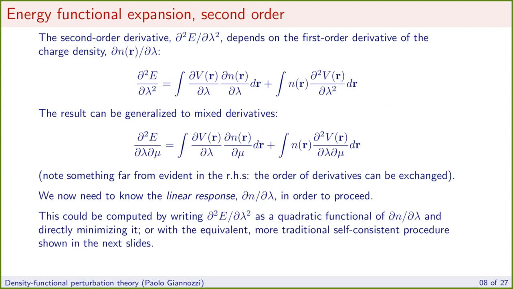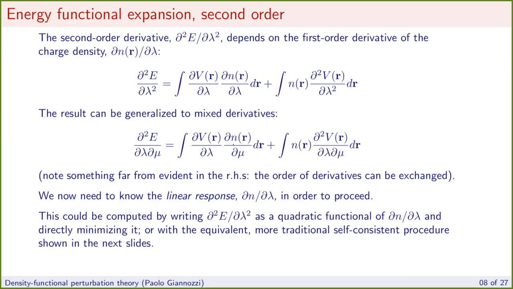All this can be generalized to mixed derivatives. That is, assume that you have more than one parameter lambda, then you can write down all second derivatives, and they are written as mixed derivatives. Anyway, you will always need the derivative of the charge density with respect to those parameters. Notice that while the term on the left hand side is clearly symmetric, and the second term on the right hand side is also clearly symmetric, the one in the middle is not clearly symmetric, but it is symmetric in practice. And this symmetry is also exploited in Quantum ESPRESSO calculations. So now we have to find a way to compute this derivative of the charge density with respect to the external potential, the linear response.